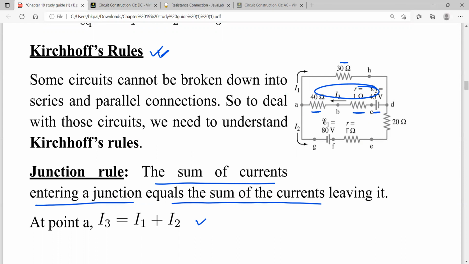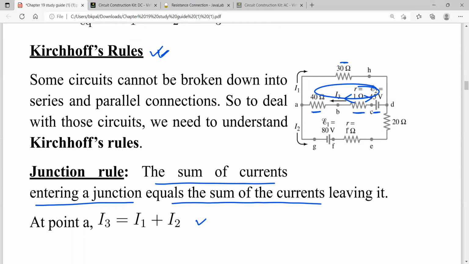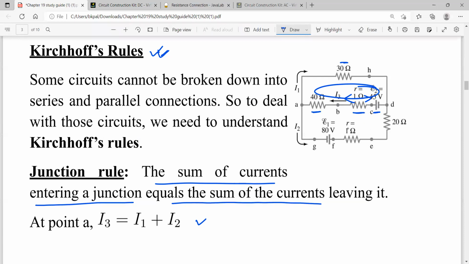Now if I write the loop rule, I have to choose a direction. I can either go in this direction or I can go in this direction. If you go in one direction, it will be a little bit different than in another direction. The sign will be different. I'm going to talk about the sign later. Let me first write down the equation for this one.